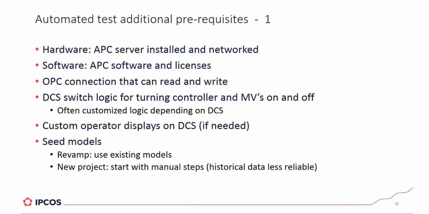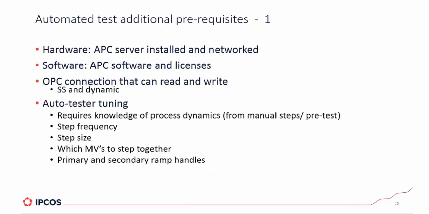So in the case of a new project, that makes it clear that we do need to start with some manual steps, because we know already that historical data is less reliable for getting these seed models. In the case of a project revamp, for example, we just use the existing models. So auto testing is, in this case of a project revamp, really ideal.